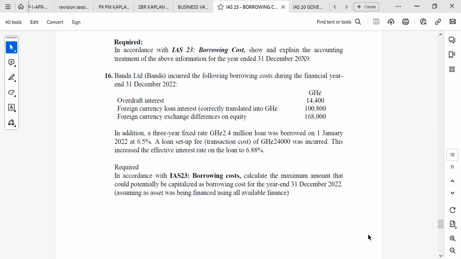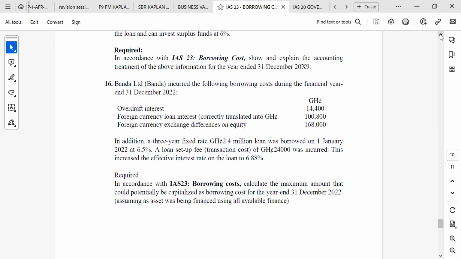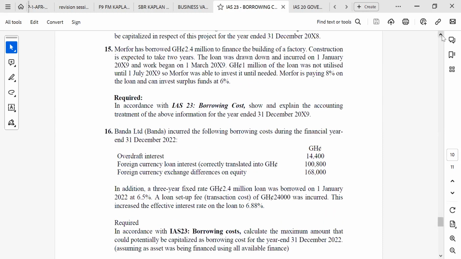So you just calculate. Let's assume that they will give you the exchange rate like this. Maybe at the time that we have taken the loan, we have taken the loan in dollars, and let's assume that we are also investing in dollars. But our presentation currency is Ghana cedis. So we have to translate these things into Ghana cedis.